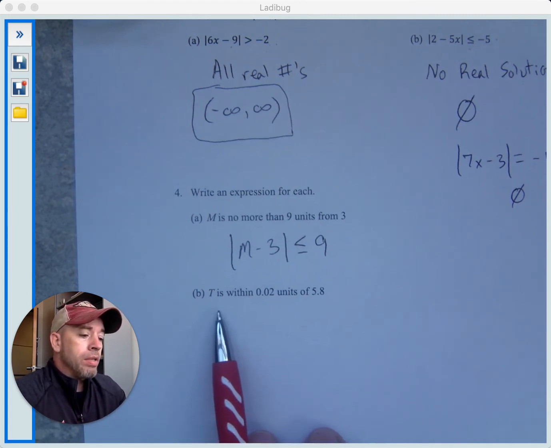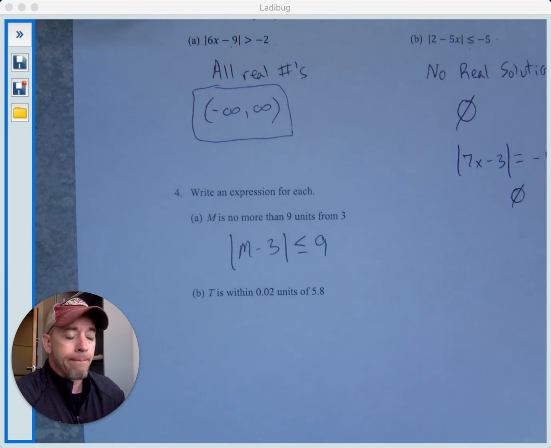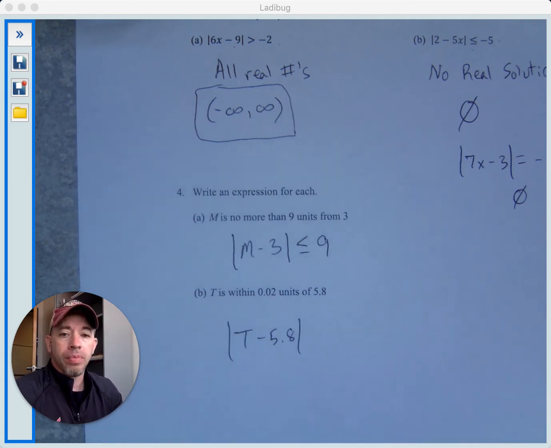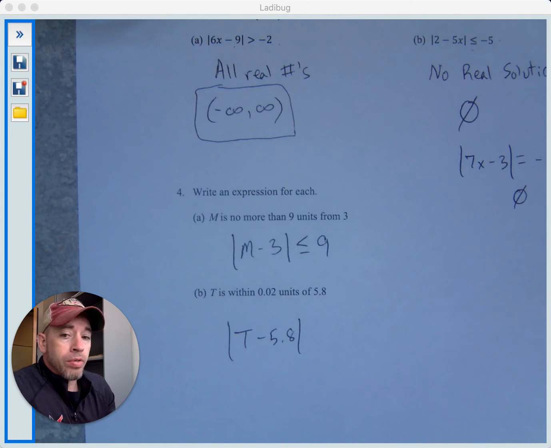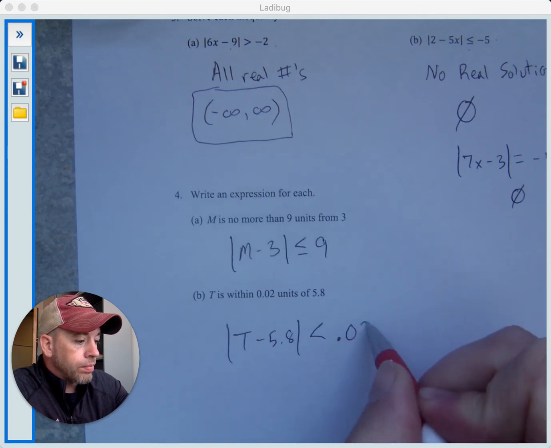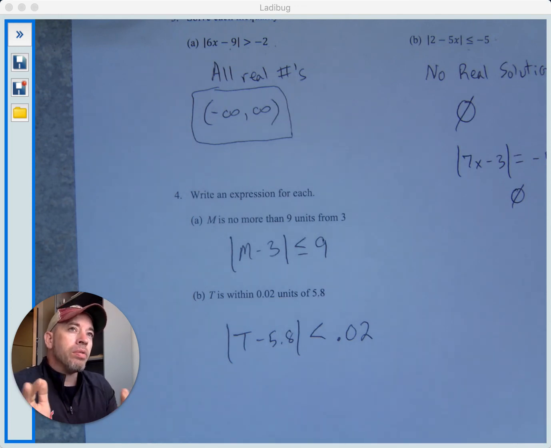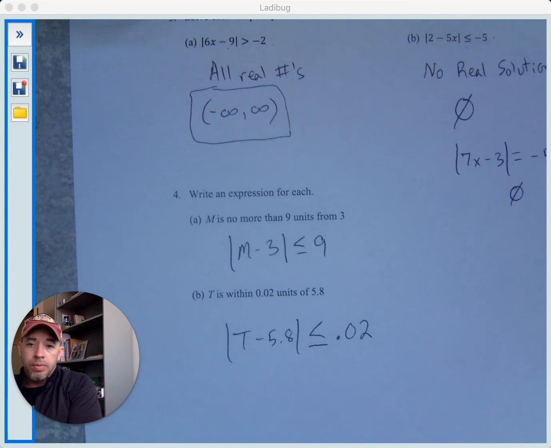The next one I think is pretty similar. t is within 0.02 units of 5.8. So we're looking at the distance between t and 5.8. We could write that distance as t minus 5.8, or absolute value, right? Absolute value of that difference is the distance between those two. And we're told it's within 0.02 units, right? So that means it's less than 0.02 units, right? And within, does that include 0.02? If it's within 0.02, I think that would include. Within is kind of the same as no more than. So I think we could write that one in the same kind of way.